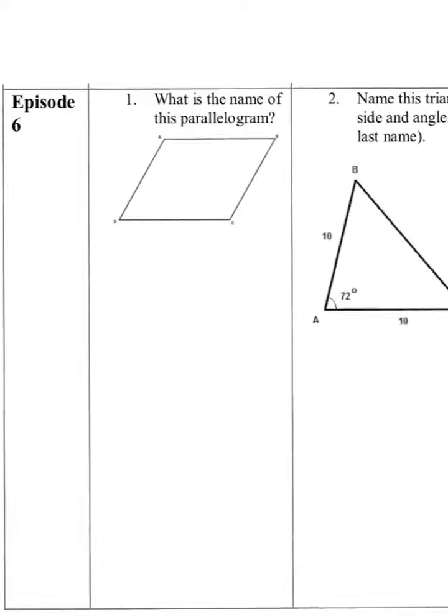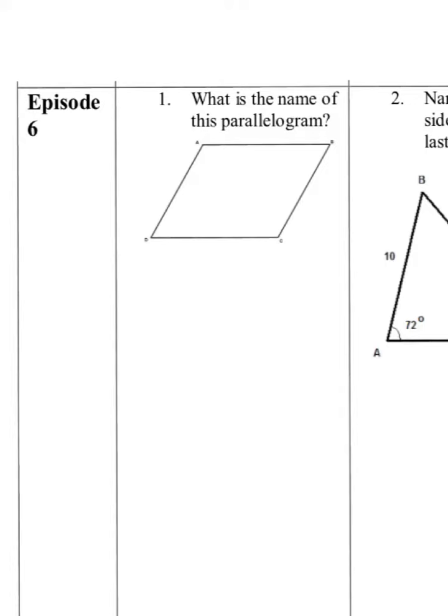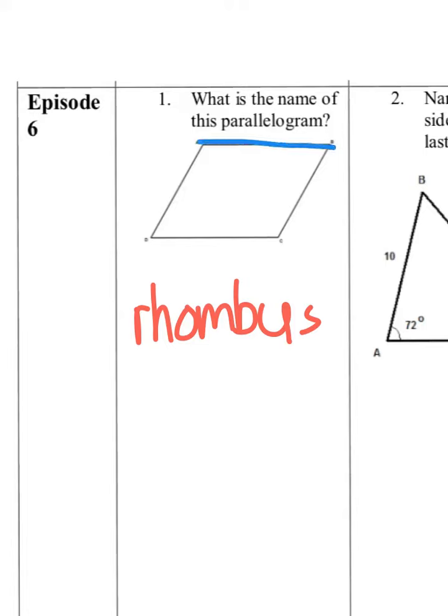For number 1, it says, what is the name of this parallelogram? So this parallelogram is called a rhombus because it has 4 sides that are all equal to each other, and it has 2 pairs of parallel sides. What I mean by that is that the top and the bottom, the opposites, are parallel, they would never touch, and the 2 sides are also parallel. That's why it's called a parallelogram, and this is called a rhombus, which is called a polygon and also a quadrilateral as well.